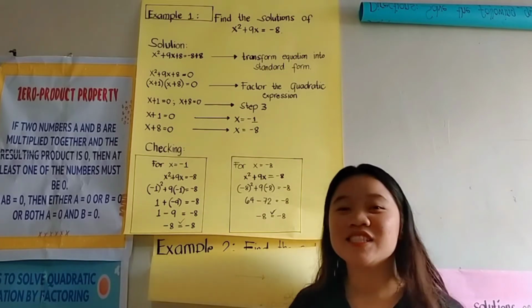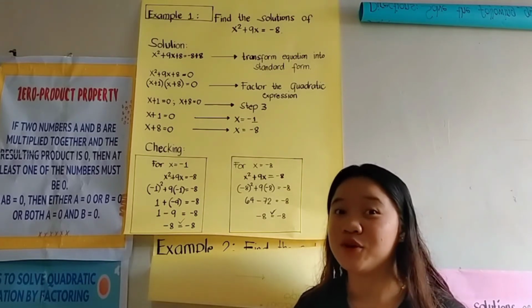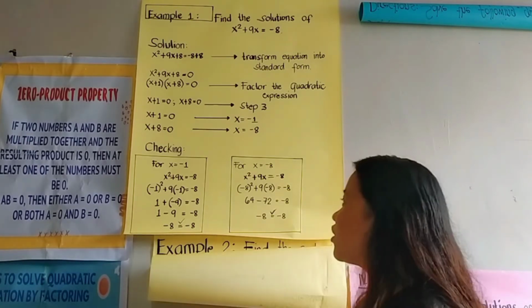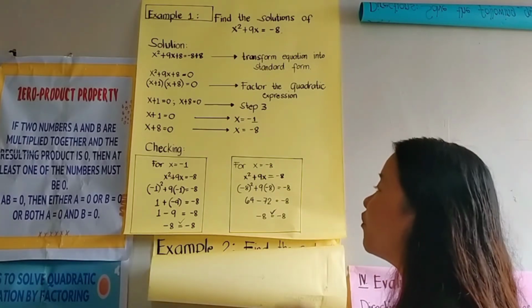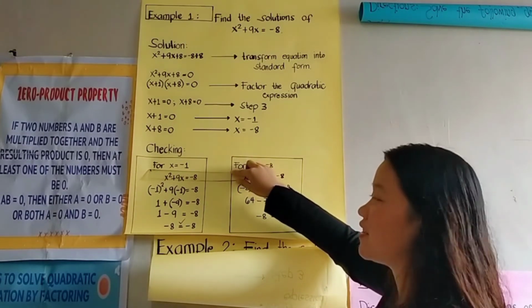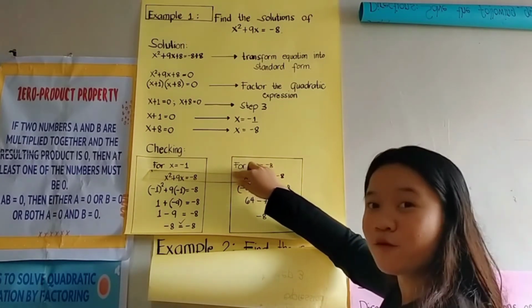Alright, for us to verify that our values are correct, we need to do some checking. What we need to do is to write first our solutions. The first solution we have is x equals negative 1.